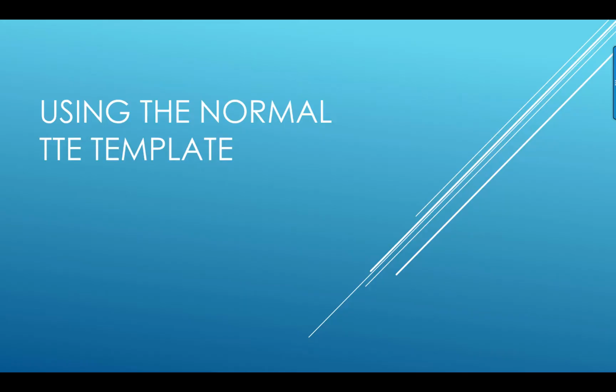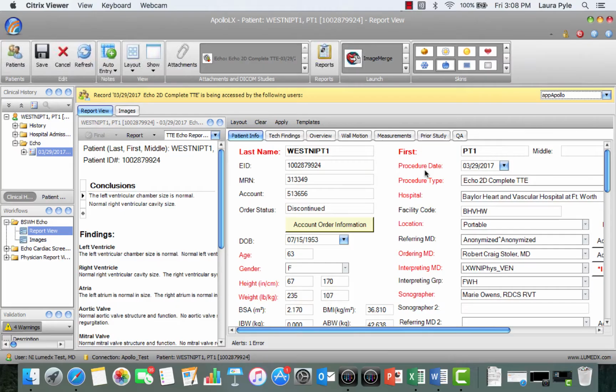Using the Normal TTE template. If your TTE study is normal or close to normal, you can choose the Normal TTE template by clicking on the menu item Apply located above the tabs. Select Normal TTE. Normal values will be filled out on the Overview tab. You can then chart by exception by adjusting any data elements.